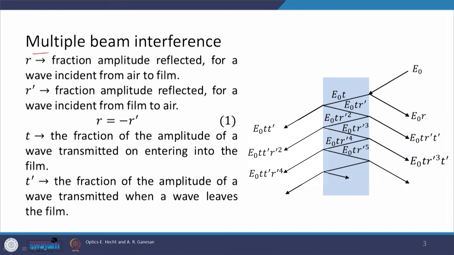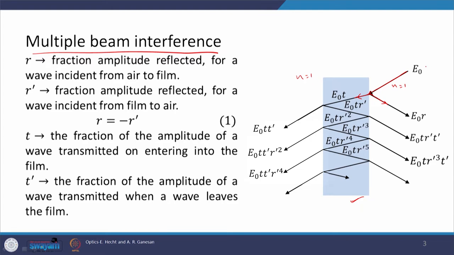Now, let us start with multiple beam interference here. To realize multiple beams, what we do is take a thin glass plate or thin film, which is shown by this shaded color here, and a light beam is launched of amplitude E naught at this interface. And as we discussed earlier also, a part of the rays get reflected and part get transmitted. Here in this figure, this shaded region is glass, which has some refractive index n, while the outside region is air, n is equal to 1 in the outside medium. This film is kept in air.